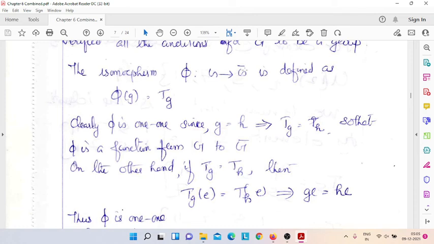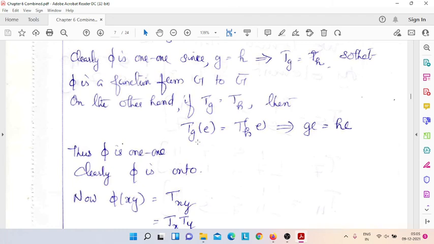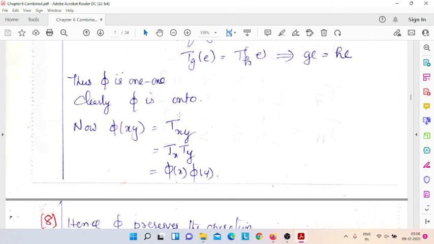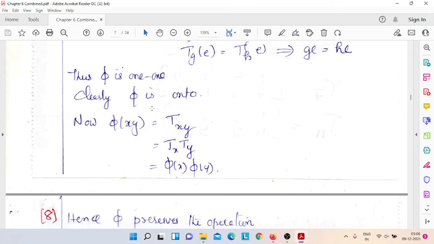So whenever tg equals th, two elements in G bar being the same, then their previous elements g and h, which exist in G, must be equal. tg is generated from g, and th is generated from h. And to say that it is onto, we have stated that phi is onto also. We can easily verify that it is onto; the explanation for the fact that phi is onto is over.